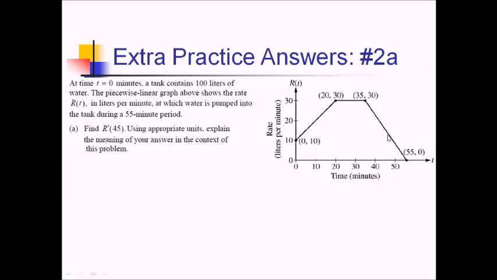Now, since time 45 happens on a line, if we find the slope of that line, we have figured out R prime of 45. So we can say R prime of 45 is just going to be, and now I'm setting up a slope here, 0 minus 30, so that's the y values, over 55 minus 35. That's negative 30 over 20, or negative 3/2.